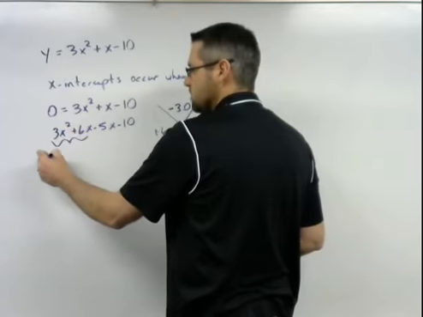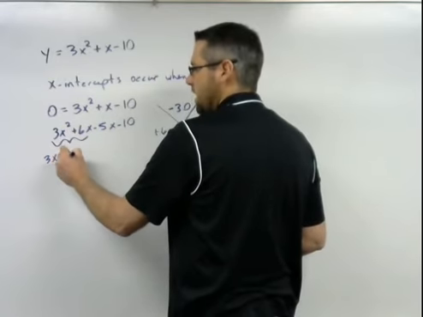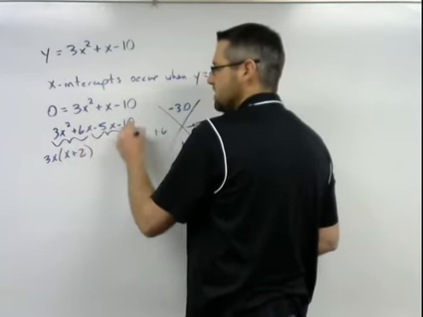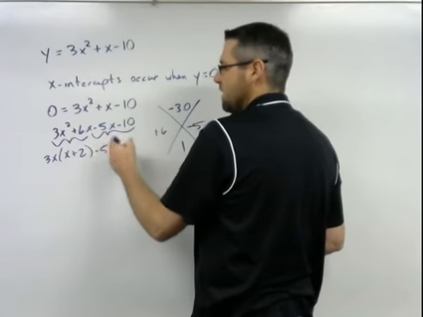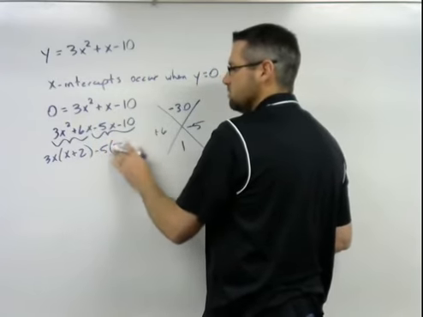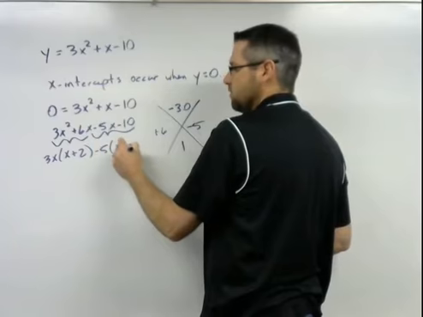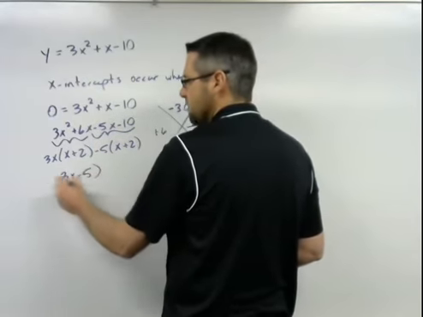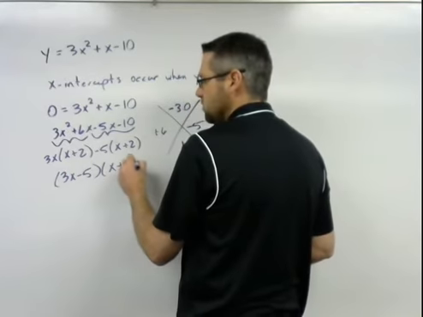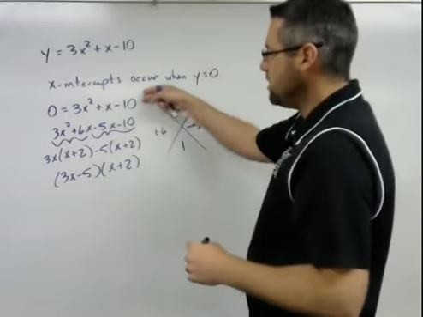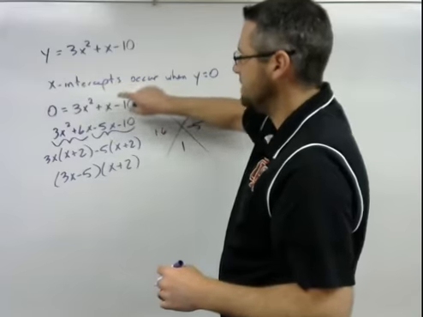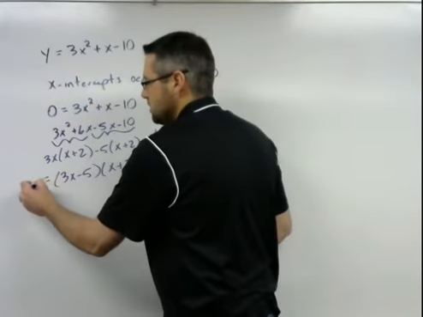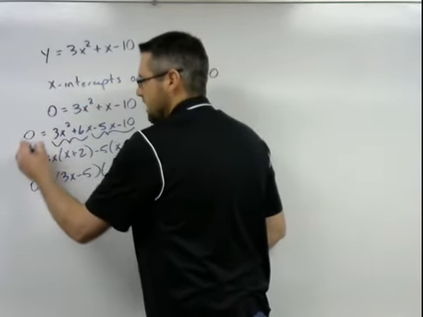So the GCF there is 3x times (x plus 2). The GCF in this case is going to be a negative 5, and then left over would be (x plus 2). And then our factors will be (3x minus 5) and (x plus 2). Now remember, we just factored this expression on the right-hand side. It is still equal to 0 at the end, okay?